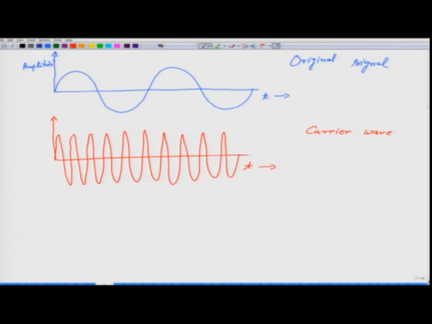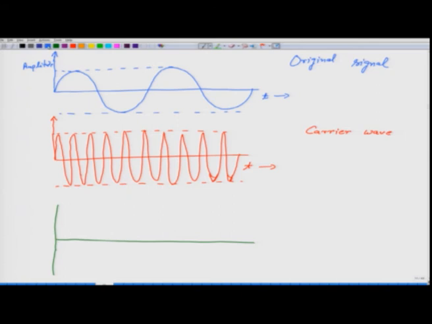So, this is my carrier wave. This is this big. Now, since the amplitude of your carrier signal is to be modulated as per the input signal, your modulated wave will look like this. Its amplitude will change in accordance with the input signal.